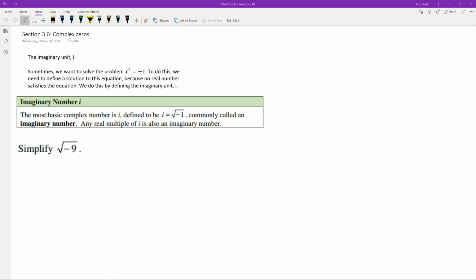So we're going to define a system of imaginary numbers. The most basic complex number is i, defined to be i equals the square root of -1. This is commonly called an imaginary number. i itself is sometimes called the imaginary unit. Any real multiple of i is also an imaginary number.